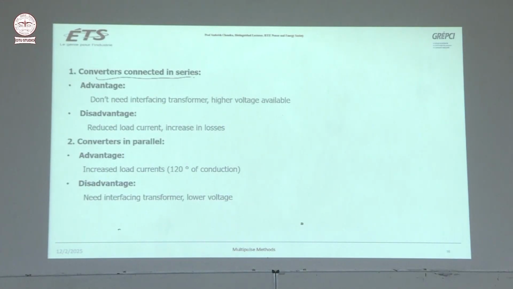If the converters are connected in series, there are certain advantages. You don't need an interphasing transformer if the converters are connected in series and you have higher voltage available. What are the disadvantages? Reduced load current, increase in losses. If the converters are connected in parallel, the advantage is increased load current. The disadvantage is that you need an interphasing transformer and, for parallel, you have lower voltage.